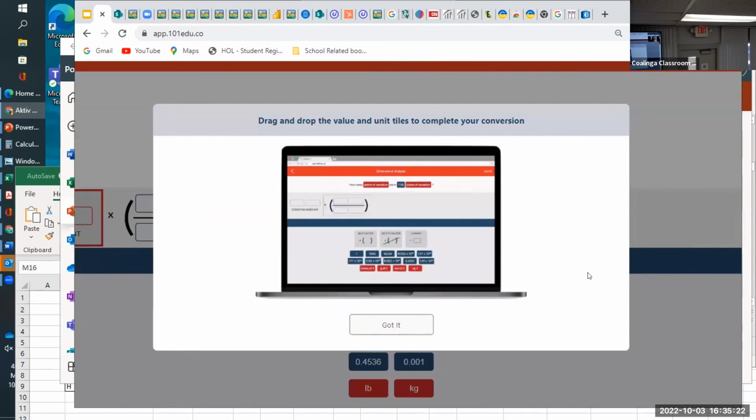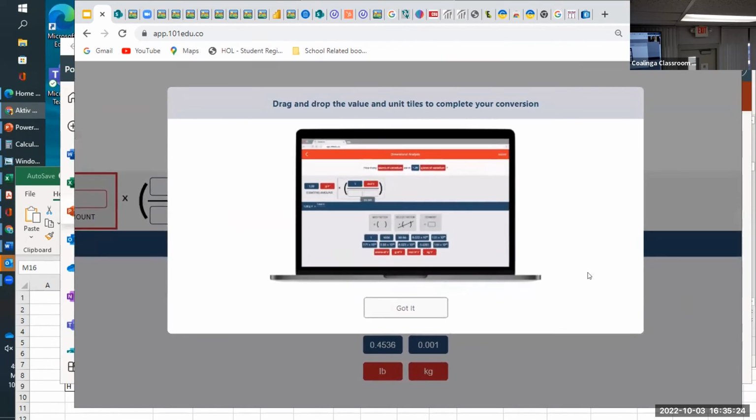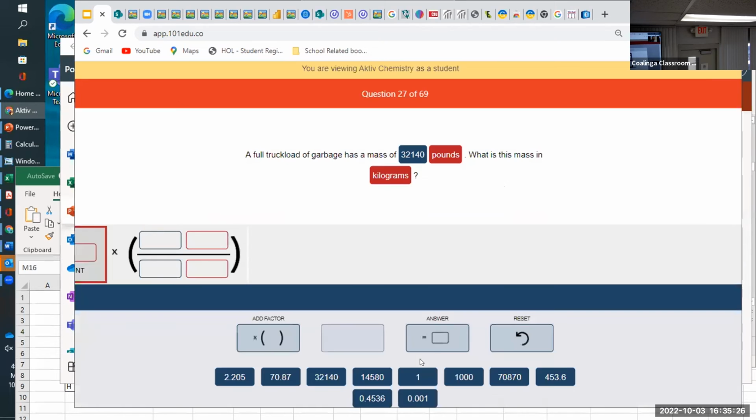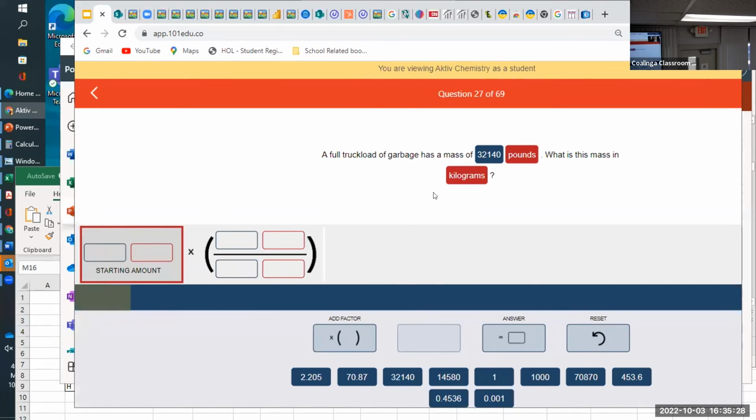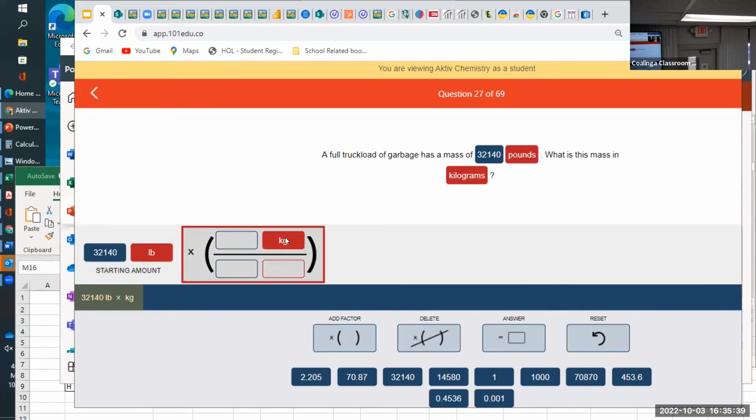Okay, why do you guys hate the drag and drop? That's the best part. This is literally the worst. It makes it super confusing. Yeah, it does. Okay, so we're going to start with pounds, and you're trying to figure it out in kilograms. So notice that means we have kilograms on top.